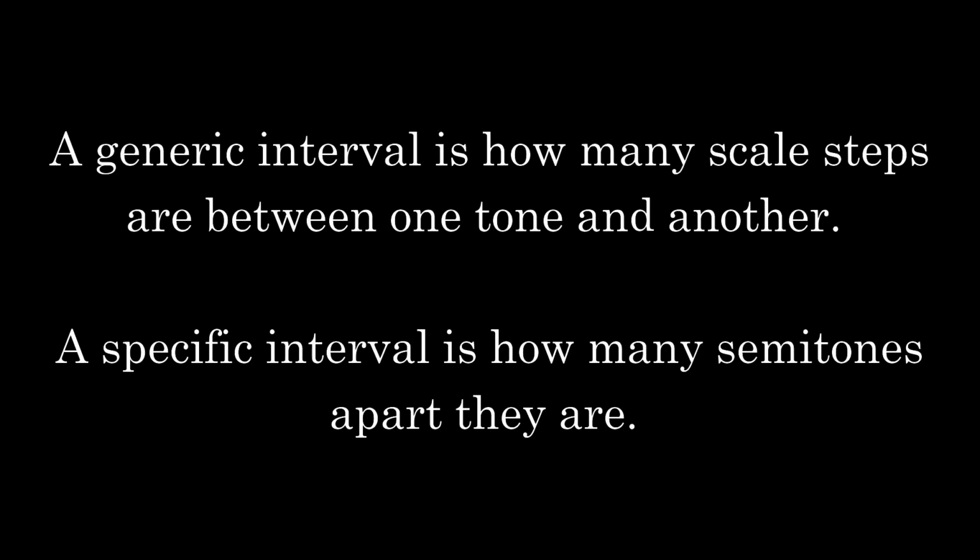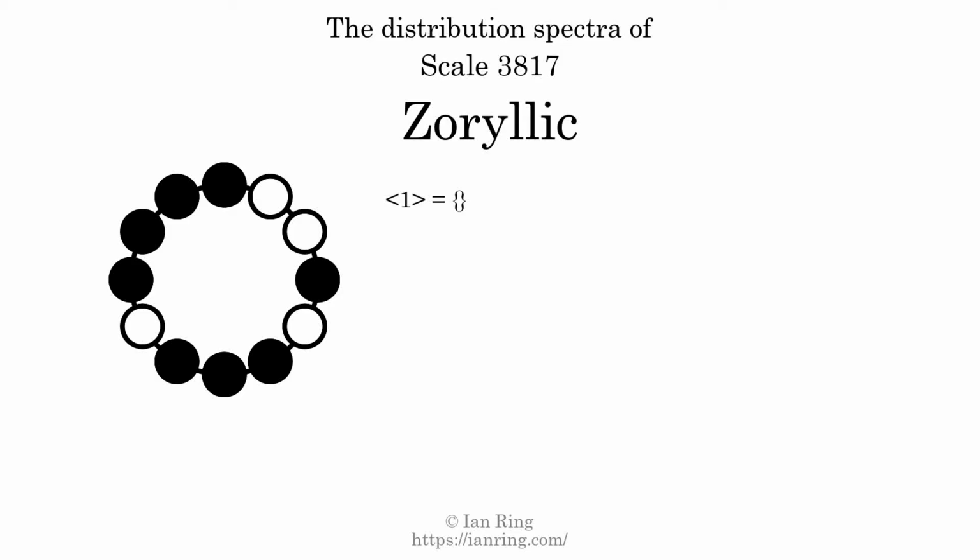A generic interval is how many scale steps are between one tone and another. A specific interval is how many semitones apart they are. The generic interval of one scale step comes in 3 different specific interval sizes: 1 semitone, 2 semitones, and 3 semitones. The spectrum width of this generic interval is the highest, 3, minus the lowest, 1, which equals 2. The generic interval of 2 scale steps comes in 4 different specific interval sizes: 2 semitones, 3 semitones, 4 semitones, and 5 semitones. The spectrum width of this generic interval is 3.